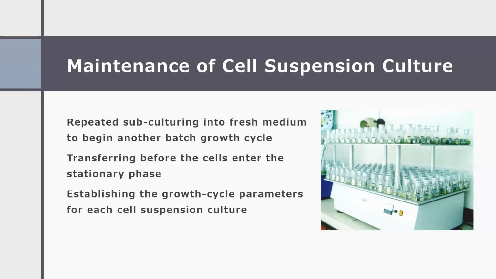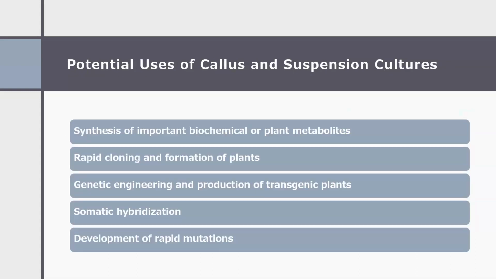It is also important that the batch growth cycle parameters, such as the number of cells, the concentrations of nutrients or metabolites, and the cell viability, are determined for each cell suspension culture to ensure the reproducibility of production. Potential uses of callus and suspension cultures include synthesis of important biochemical or plant metabolites by forming a large cell biomass, rapid clonal multiplication and formation of plant species, genetic engineering and production of transgenic plants, somatic hybridization, and development of rapid mutations for resistance to various environmental stresses, including pests and diseases.